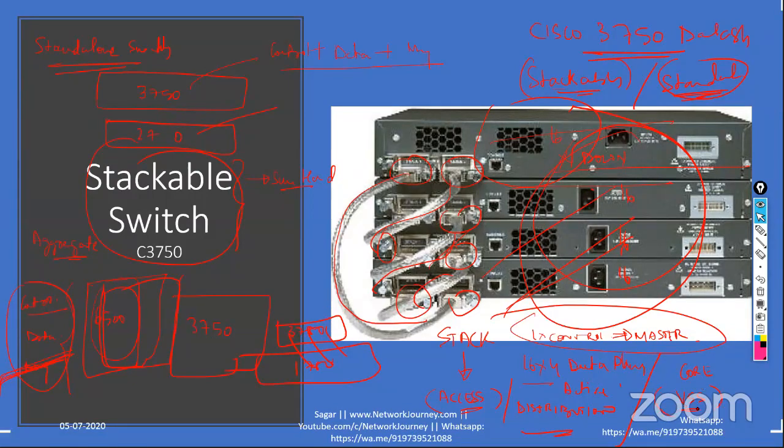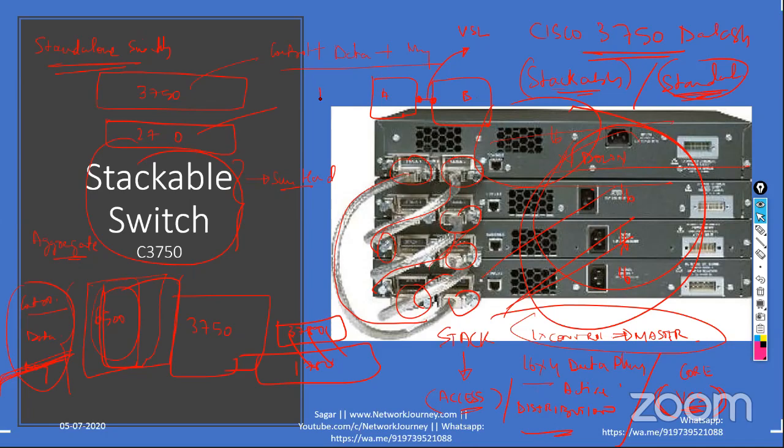It's called VSS, virtual switch. So what does VSS do? Basically it does the same thing. You have two boxes, you connect a cable between these two, and this cable is called the VSL, virtual switch link. This will be A and this will be B.